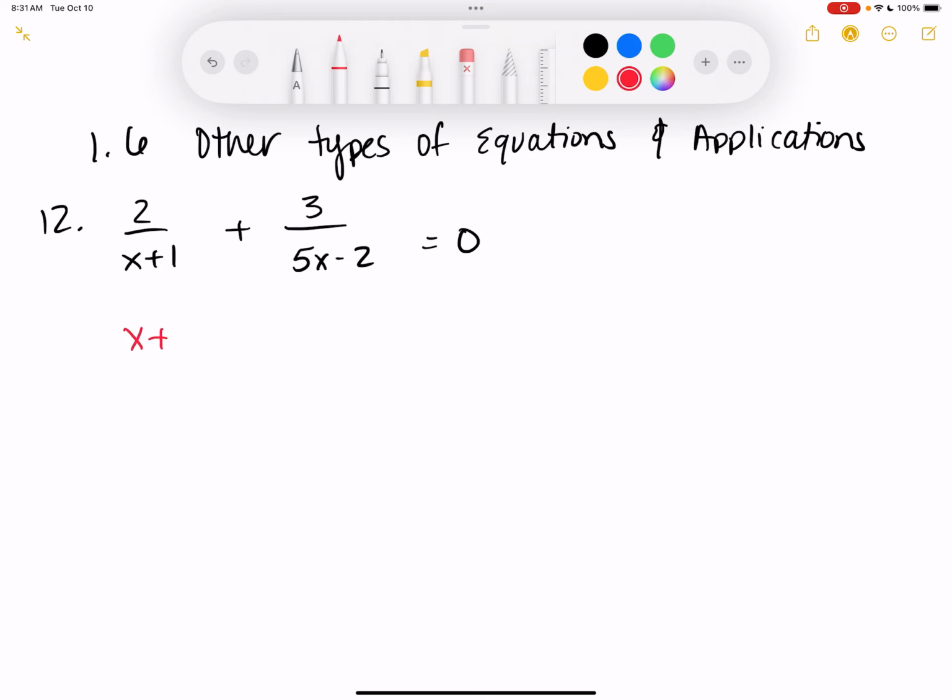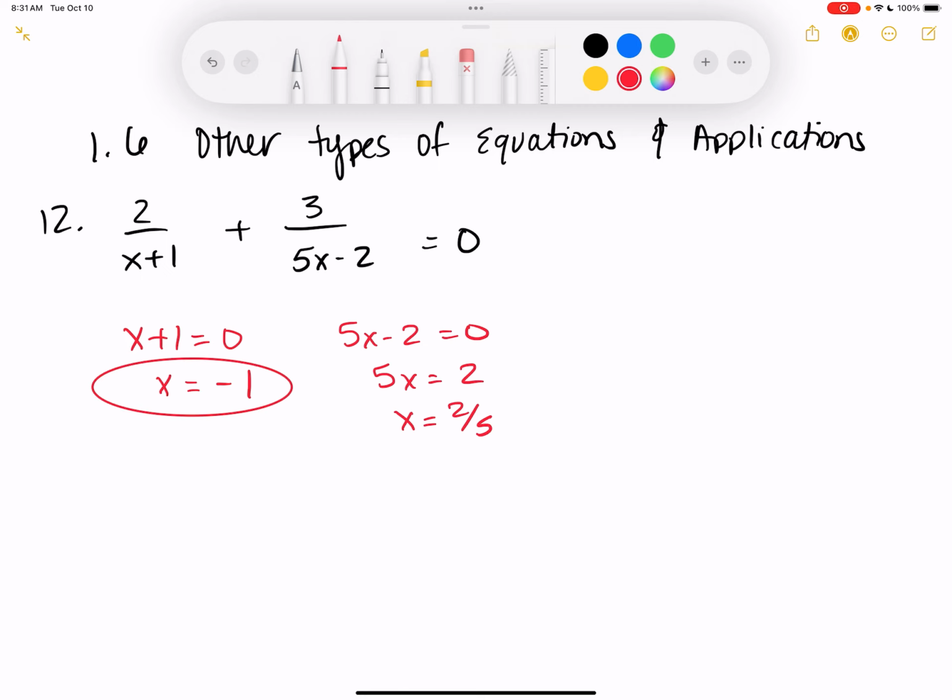So x plus 1 is equal to 0, and 5x minus 2 is equal to 0. So then x is equal to negative 1, or 5x is equal to 2, so x is equal to 2 over 5. So these two numbers would cause a problem if x is either of those values. Basically x can't be those values because it makes it undefined.